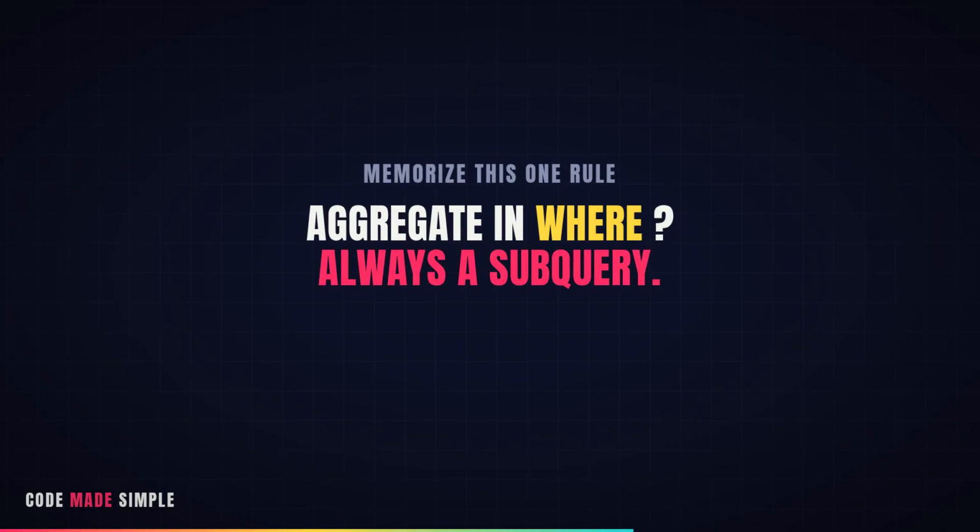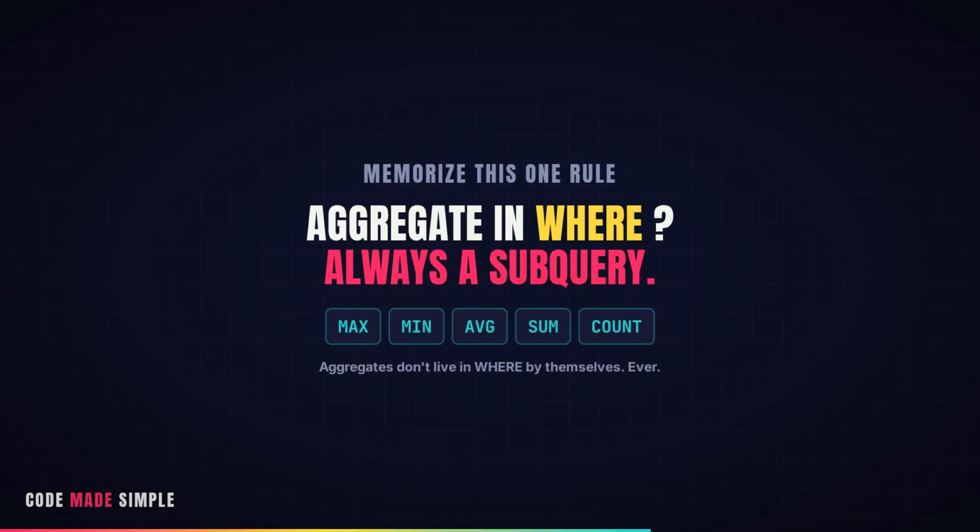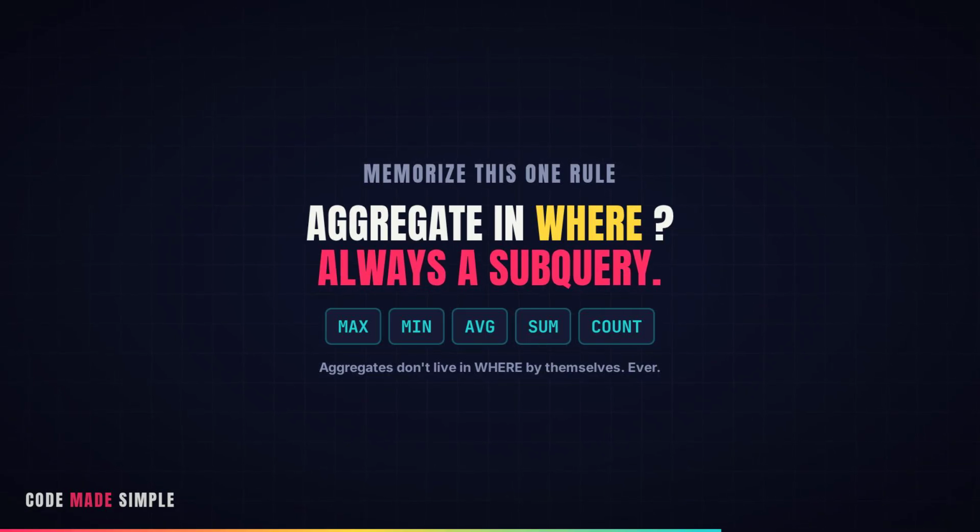Memorize this one rule. If you need an aggregate, MAX, MIN, AVG, SUM, or COUNT, inside a WHERE line, you always need a subquery. Aggregates don't live in WHERE by themselves, ever.